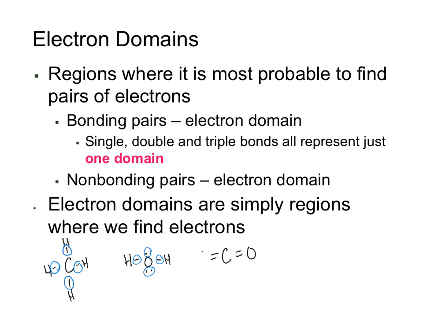To look at one more example, the Lewis structure of carbon dioxide looks like this. And when we count the electron domains around our central carbon atom, we find 1, 2 areas where we find electrons. And so 2 electron domains around carbon in carbon dioxide.